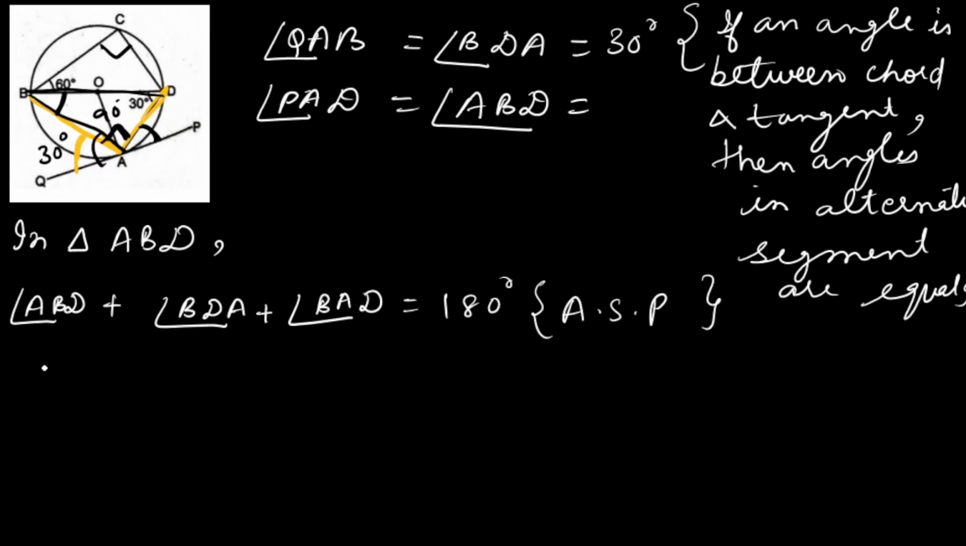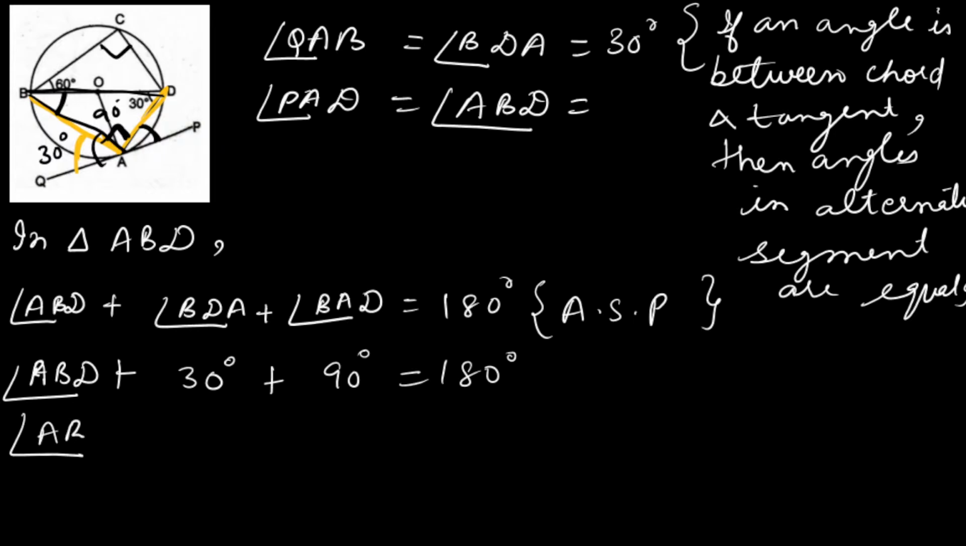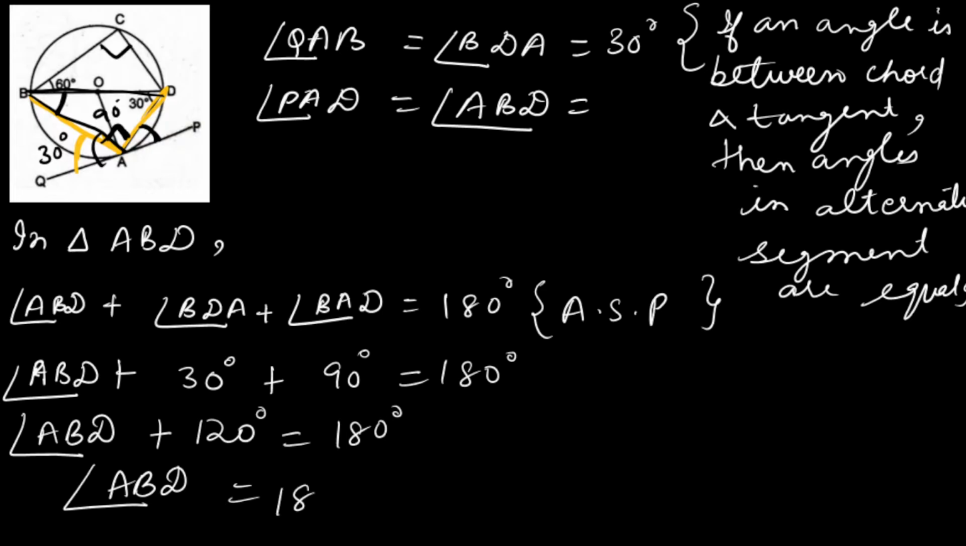So how much is ABD? ABD we have to find, so I'll write ABD as it is. BDA is equal to 30 degrees. BAD is equal to 90 degrees. So this is equal to 180 degrees. So angle ABD plus 120 degrees is equal to 180 degrees. Now ABD is equal to 180 minus 120 degrees, which is equal to 60 degrees.